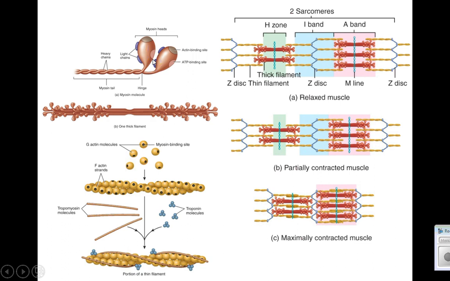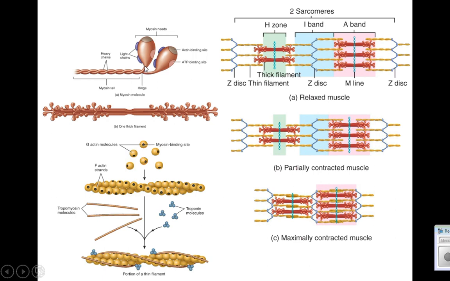What's different about myosin, each individual head can be moved, because right here at this neck region, it can swivel. Kind of like my wrist can flex and extend. That allows the heads to pull on the thin filament. And that's what causes the sarcomeres to shorten.